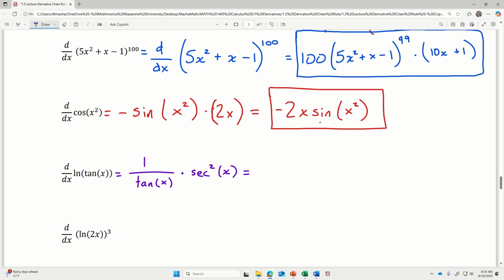I would look at 1 over tangent and think that's the same thing as cosine divided by sine. It's also the same thing as cotangent, right? Cotangent is cosine divided by sine, the reciprocal of tangent, the same thing as 1 over tangent. Secant is 1 over cosine, so secant squared is going to be 1 divided by cosine squared. This cosine cancels with one of those cosines, and I've got 1 divided by sine times cosine. That's the same thing as secant times cosecant.